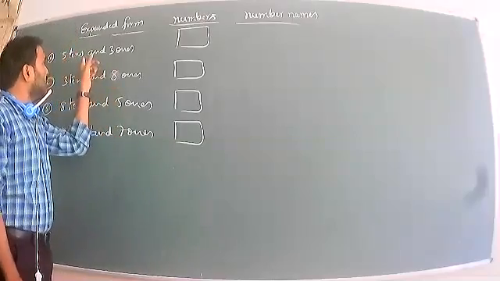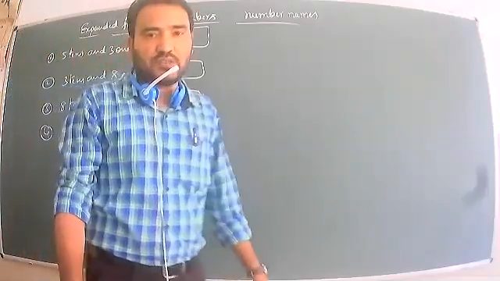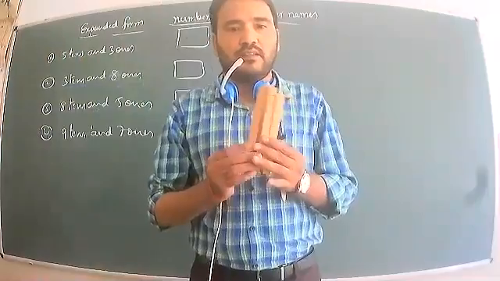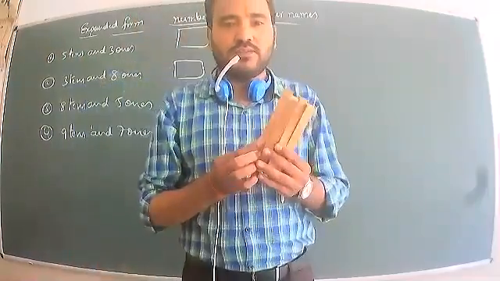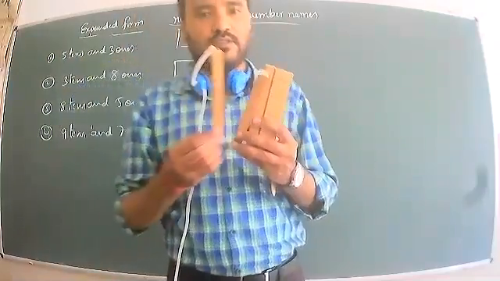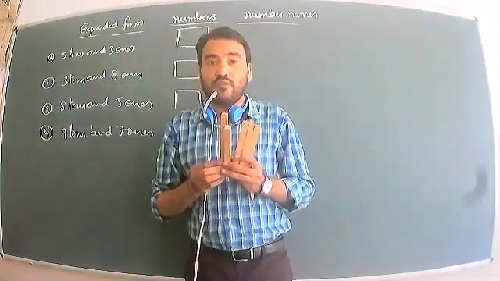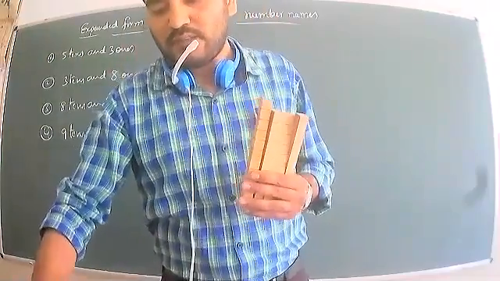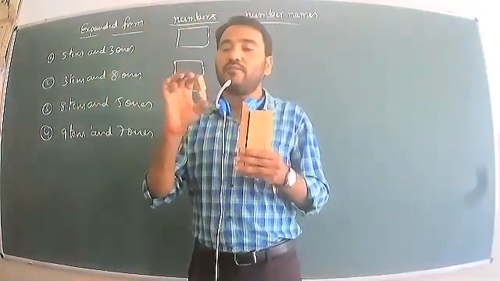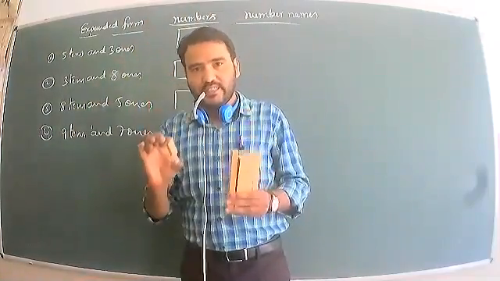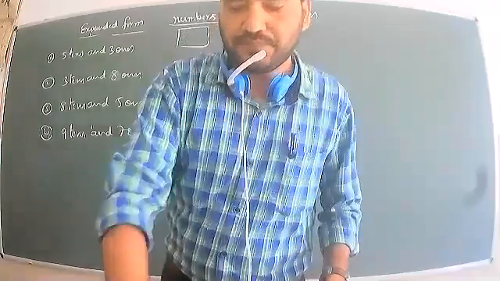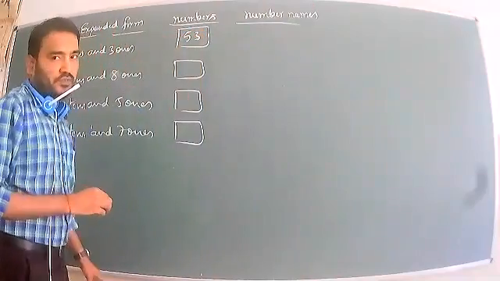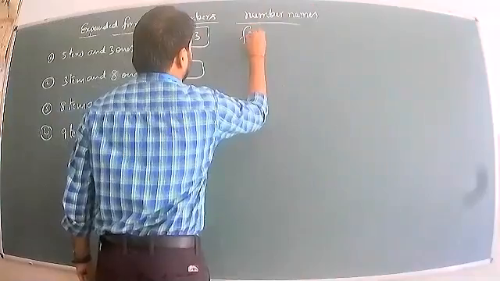Now here, 5 tens and 3 ones. What does 5 tens mean? 5 tens means 50: 1 tens, 2 tens, 3 tens, 4 tens, and 5 tens. So 50 plus 3 is 50, 51, 52, 53. Now write the number: 5, 3, 53. Then write the number name.